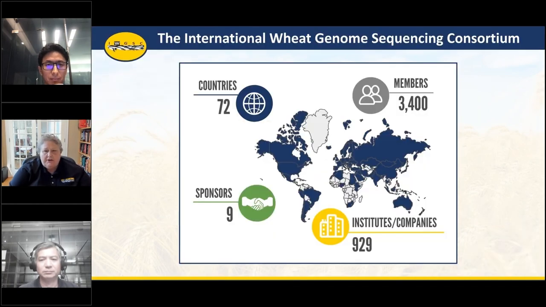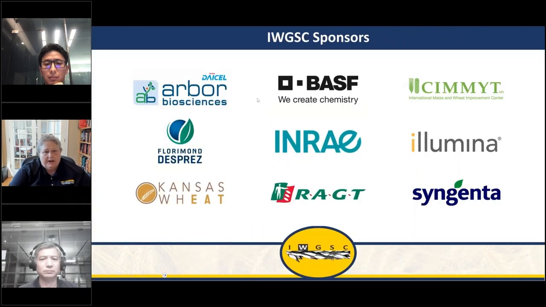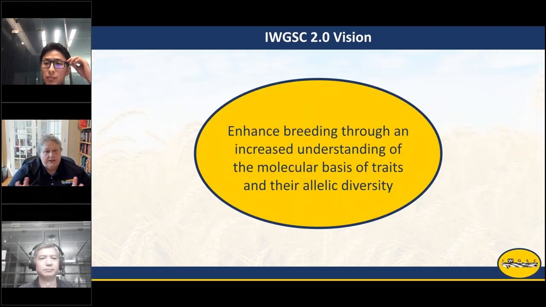So the International Wheat Genome Sequencing Consortium works with 72 companies or countries. We have 3,400 members, and there are over 900 institutes and companies that are involved with us in some way. We have 9 sponsors, and these sponsors make it possible for us to do our work. Plus, they also make it possible for us to do webinars like this and to coordinate research activities and develop genomic resources.